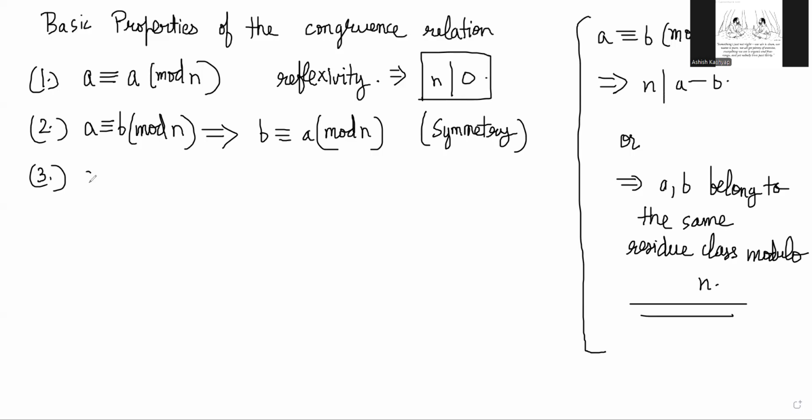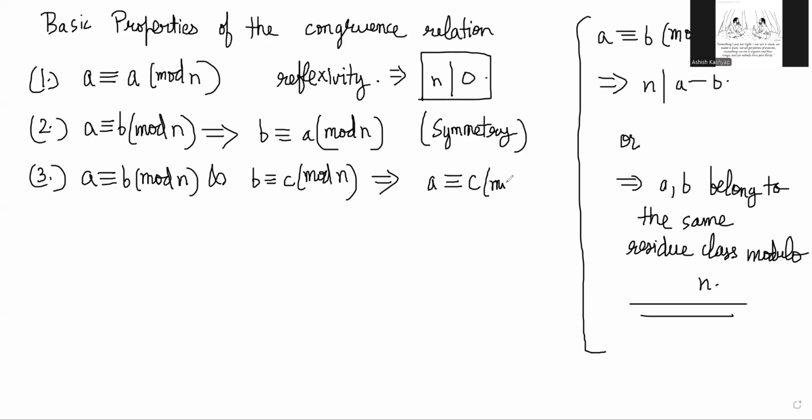Then there is transitivity. A is congruent to B mod n and B is congruent to C mod n implies A is congruent to C mod n. This is the transitive property. The proofs of these are super easy, so I'm not saying the proof. I hope everyone realizes that the proofs are obvious.